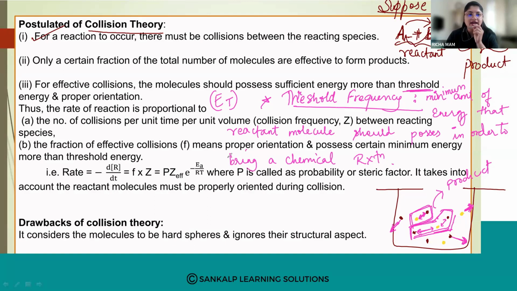Is it clear? Are these two important collision points clear? Are the postulates clear? Did you understand? For a reaction to occur, there should be a collision between the reacting species.